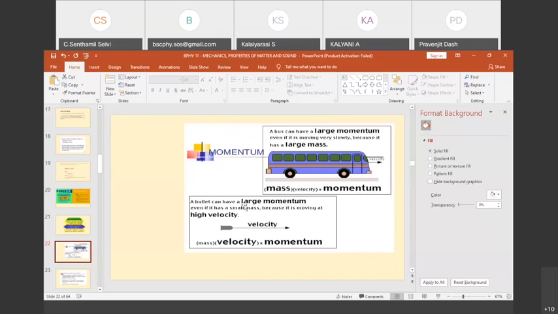And the bullet, you are comparing with the bullet. The bullet has a very small mass, but it moves with a high velocity. So, mass into velocity, you can say the bullet can have a large momentum.